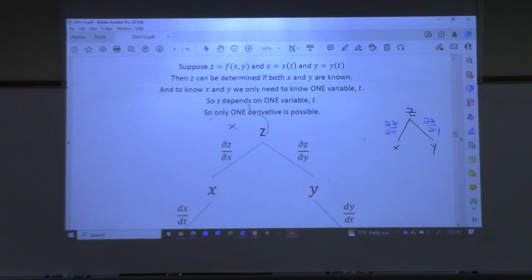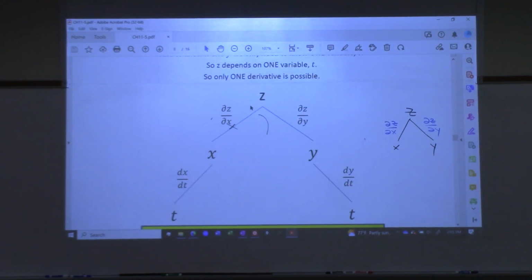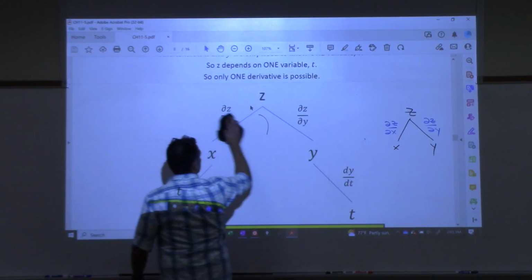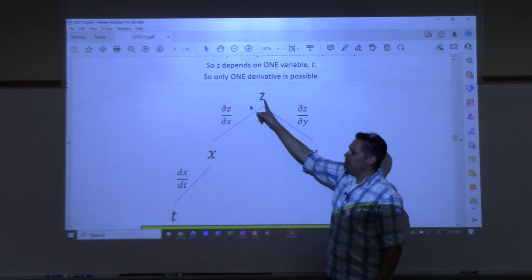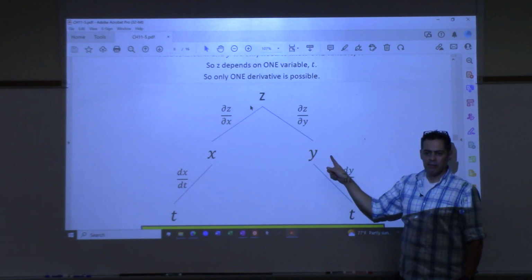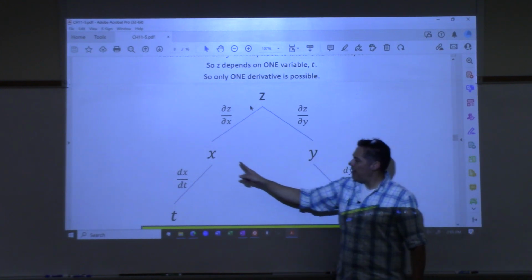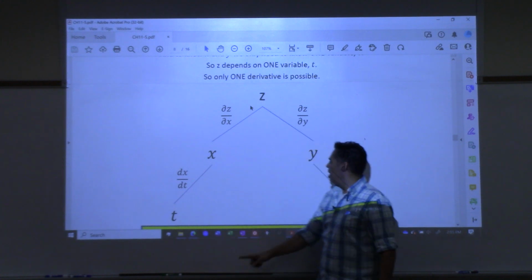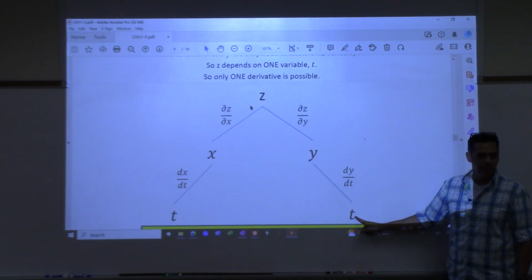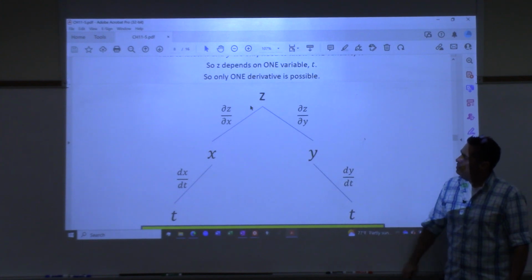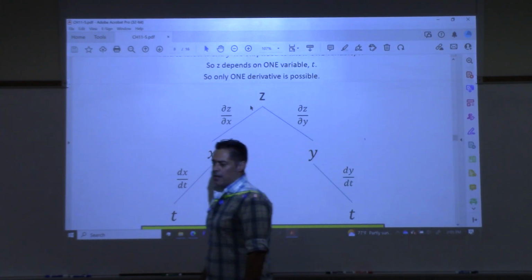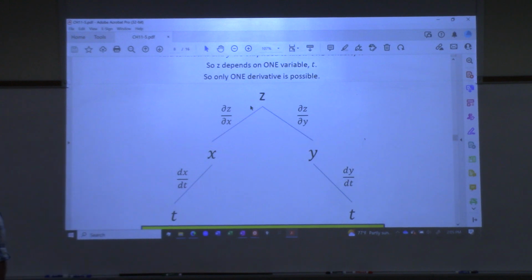So here's our tree diagram for this. I'm going to let you look at that for a second. Z depends on x and y, right? X depends on some variable t, and y depends on some variable t. So ultimately, what does z depend on? T. Y'all agree? Z depends on one thing only here.